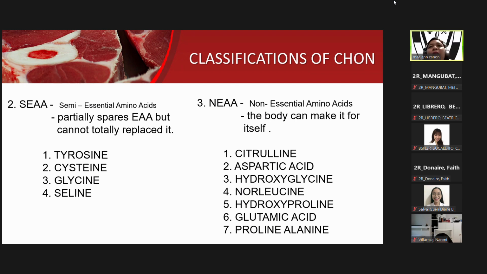As for the non-essential amino acids, the body can make them for ourselves. Here are 7: citrulline, aspartic acid, hydroxyglycine, norglycine, hydroxyproline, glutamic acid, and proline, alanine. These are called your non-essential amino acids.